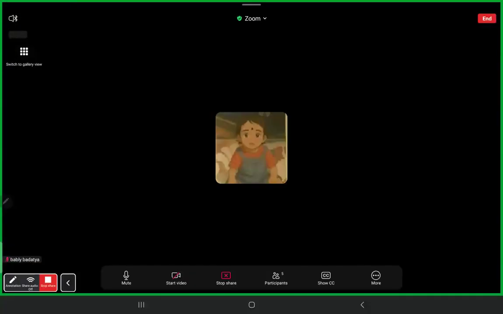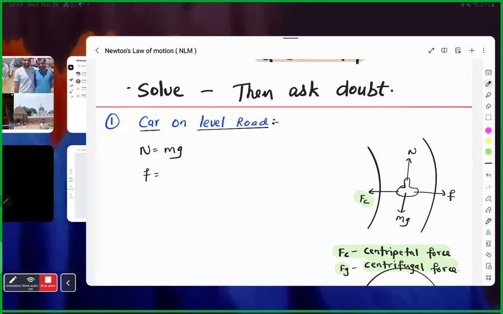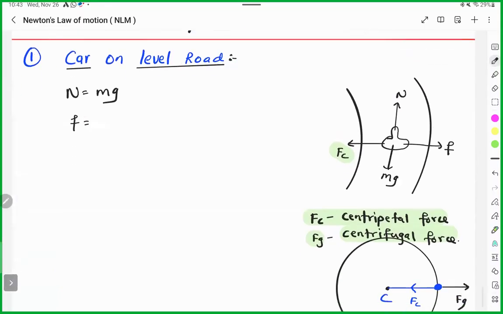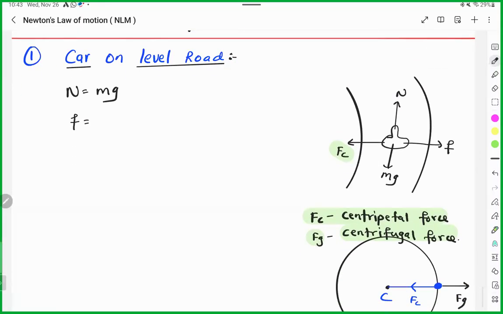Next, we know N is equal to mg. Normal is always equal to mg. And frictional force is equal to... सर, स्क्रीन विजिबल नहीं है। स्क्रीन दिखाइए। वेरी गुड, बस बताते रहा करो मुझे ऐसे। अब विजिबल है? यस। हाँ, so for a car on the level road, N is equal to mg and friction will be equal to μN or μmg.